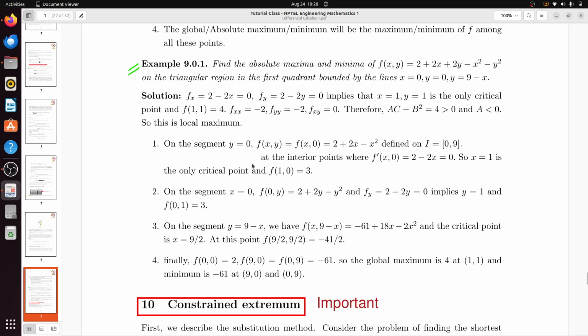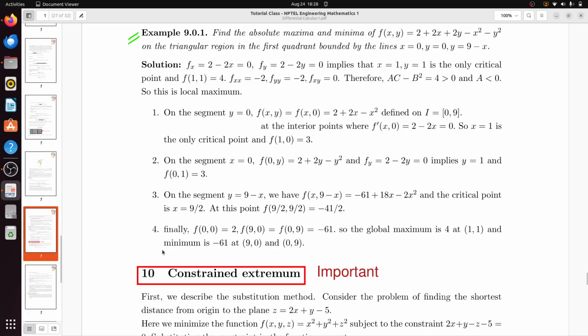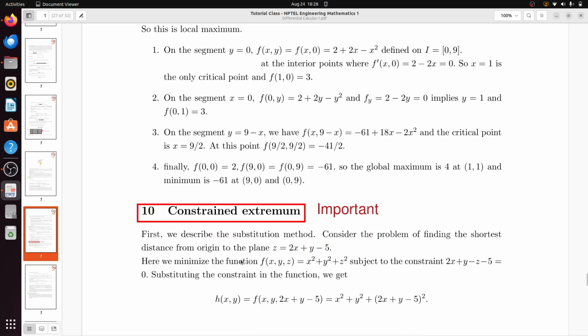So is it clear till now? Then I will move to the next problem. I will upload this note today, no problem, in the link. Okay. Week 4, week 5 class.